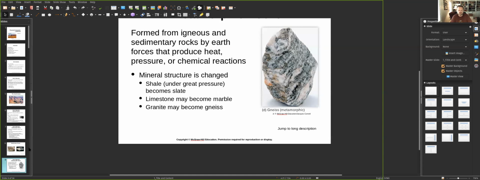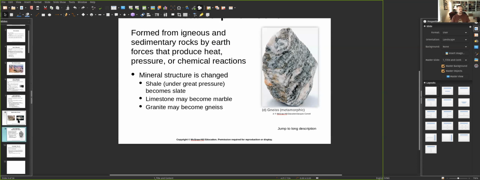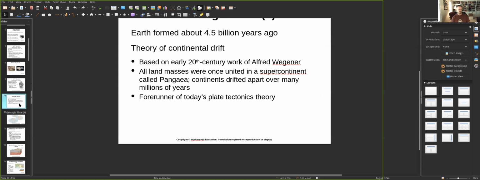And we then have sedimentary rocks and igneous rocks that undergo some type of chemical reaction deep, usually under the ground, where they're subject to heat and pressure, and the mineral structure itself has changed. The chemical structure of the rock has changed. So it transitions from one type of rock to another. So shale becomes slate, limestone becomes marble, granite becomes gneiss. Those are the different types of transformations that can exist.